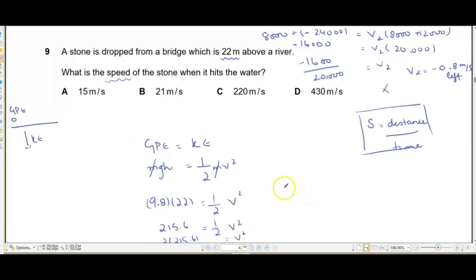So v square is equal to 431.2, and since we just need velocity and not velocity square, we put the square root on both sides to get rid of this square, so v is going to give us an answer of 20.76. This can be rounded off to 21 meter per second. Okay, so B is our correct option.